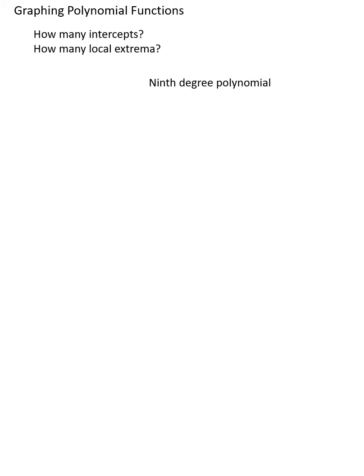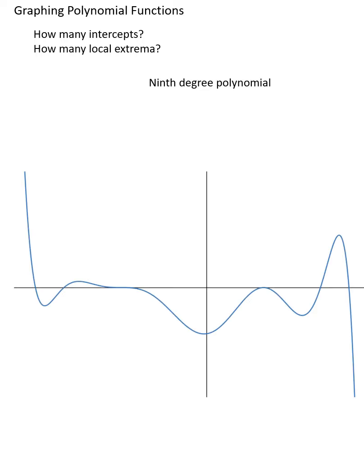Here's a 9th degree polynomial. I just randomly plugged some 9th degree polynomial in the graphing software, and this is the picture it gave me. Let's go ahead and count the relevant items here, starting with the intercepts. X-intercepts, 1, 2, 3, 4, 5, 6. So this 9th degree polynomial only has 6 x-intercepts.